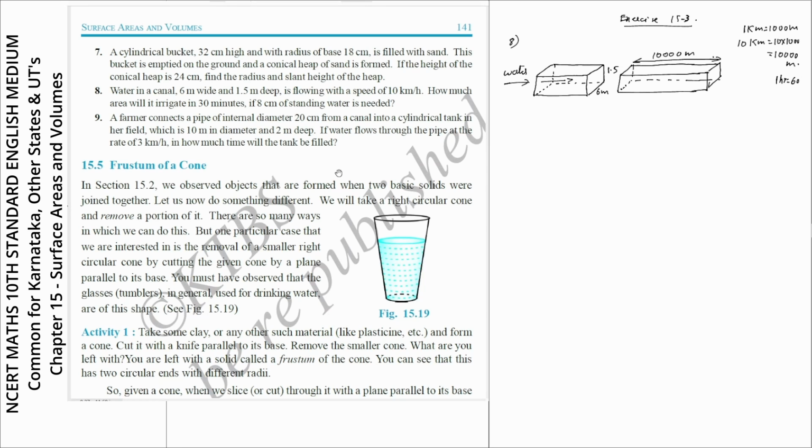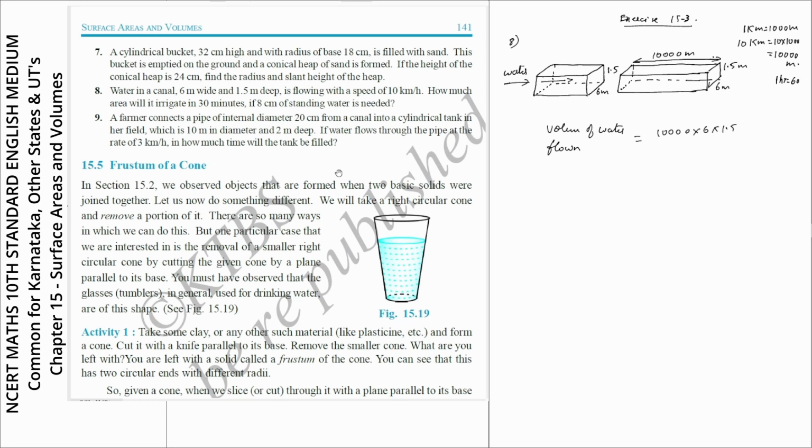And the width will be the same, that is length is 6 and here it is 1.5 meters. So that means the total volume flown will be equal to length into breadth into height, that is, volume of water flown is equal to 10,000 into 6 into 1.5. I hope you are understanding.